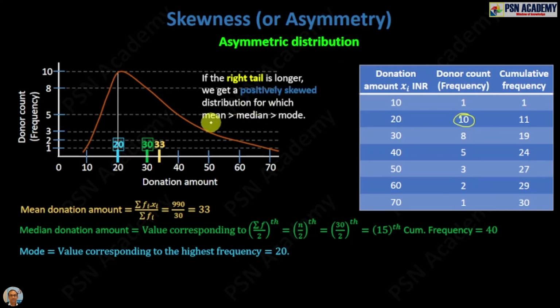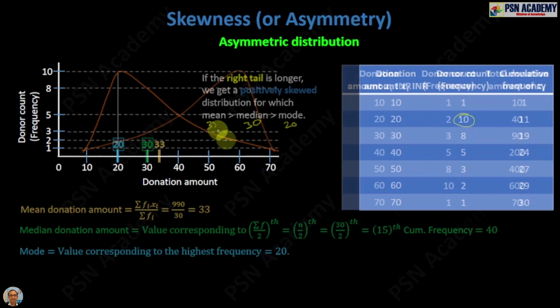Here you can see that mean is greater than median, greater than mode. That means mean is standing here, that is 33. Median is at 30 and mode is at 20. So you can clearly see that mean is more than median, which is more than mode.